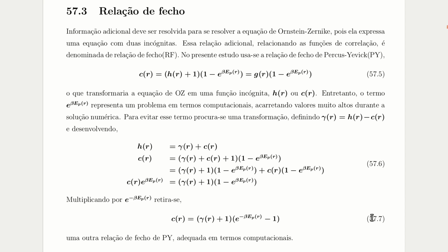So equation 7 is used in computational codes because gamma is more appropriate to handle. But what I want to emphasize here is that you need some extra information to solve the Ornstein-Zernike equation. There are several closure relations, and this extra information is called the closure relation. The one that we are going to use here is the Percus-Yevick closure relation.